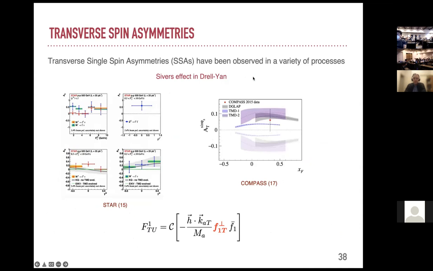Now we also have results in RHIC for Sivers effects from STAR. Here are all the same data that I showed before, but now as a function of p_T of the W. And here there is the result of COMPASS. That's the Sivers function in Drell-Yan now, which has to have a different sign, convoluted with the unpolarized distribution for Drell-Yan.